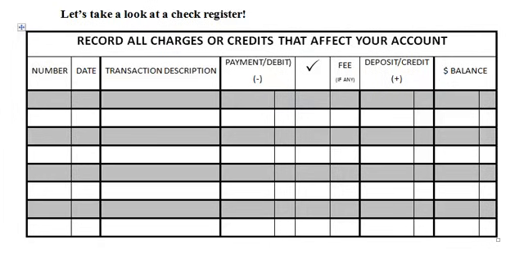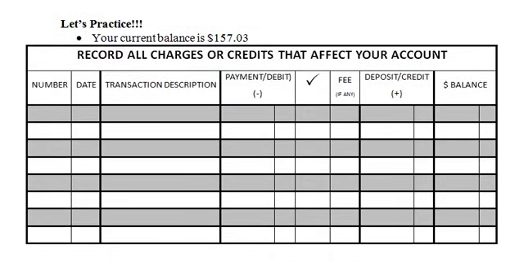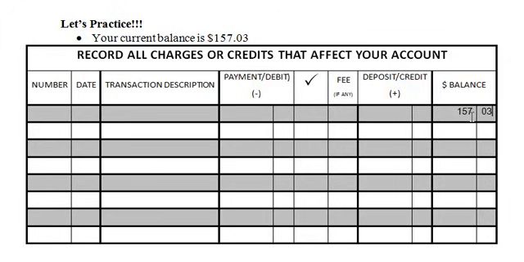Now that we know all the different parts of a check register, let's practice. Your current balance is $157.03. So you always enter your current balance at the top, the first box. So we're going to enter $157.03.